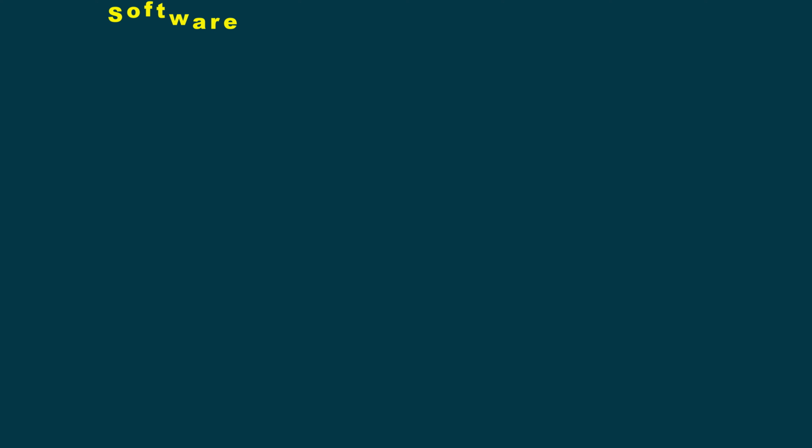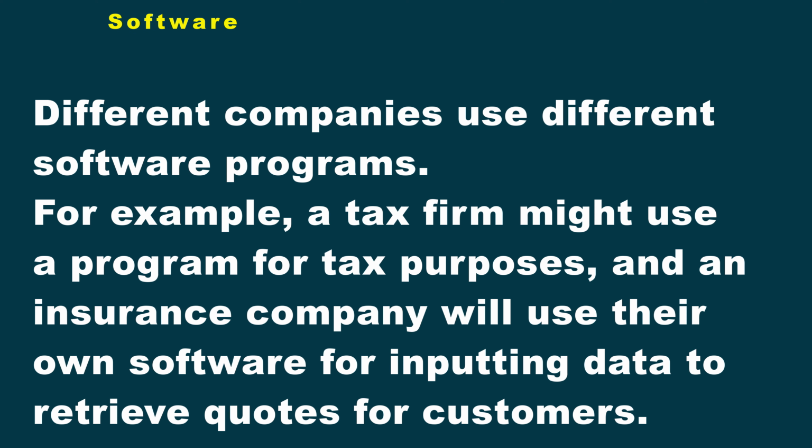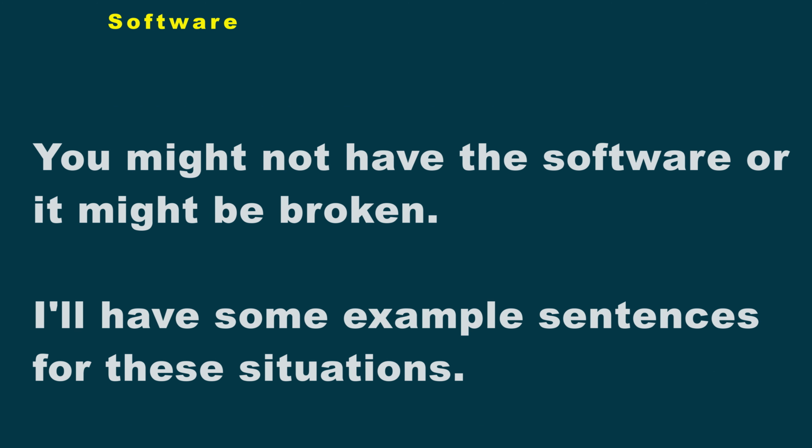Software. Different companies use different software programs. For example, a tax firm might use a program for tax purposes, and an insurance company will use their own software for inputting data to retrieve quotes for customers. You might not have the software, or it might be broken. I'll have some example sentences for these situations.